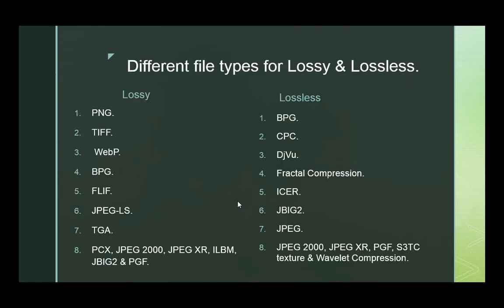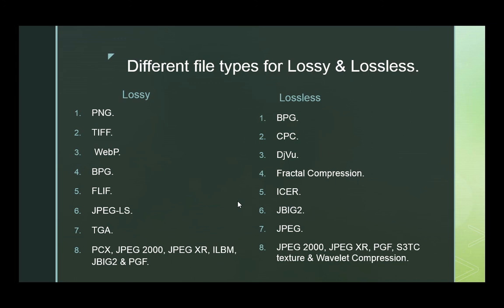Now, here are the different file types for lossy and lossless. For lossy, you have PNG, TIF, WebP, BPG, FLIF, JPEG LS, TGA, and then PCX, JPEG 2000, JPEG XR, ILBM, JBIG2, and PGF. Now, most of those are photo or visual files, which kind of makes sense. You could lose some of your visual files as some kind of quality or something like that.